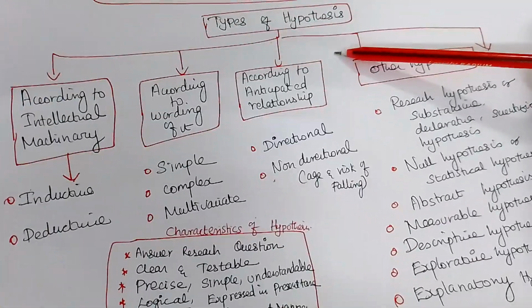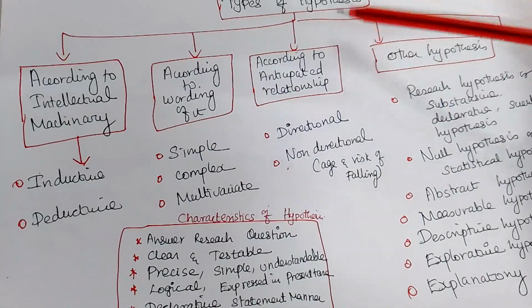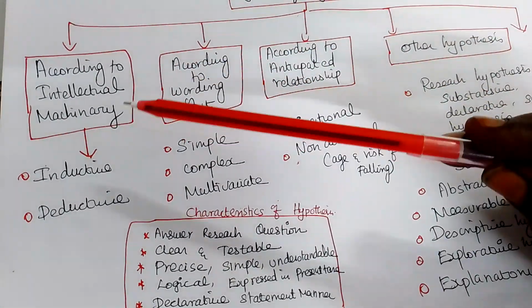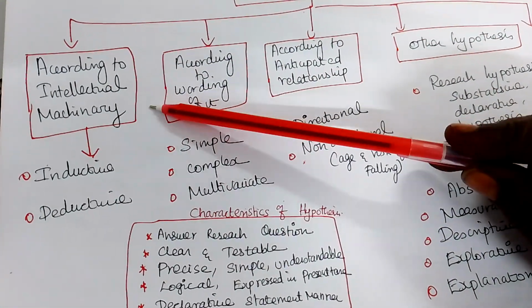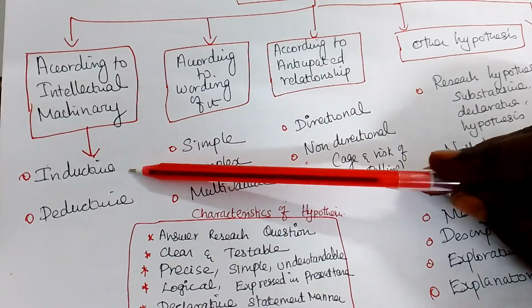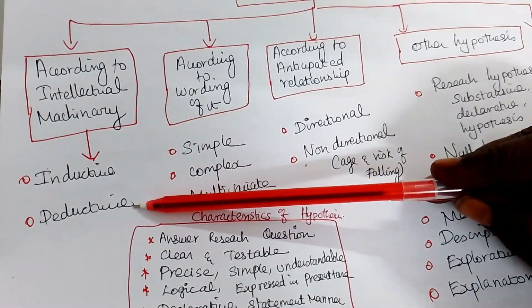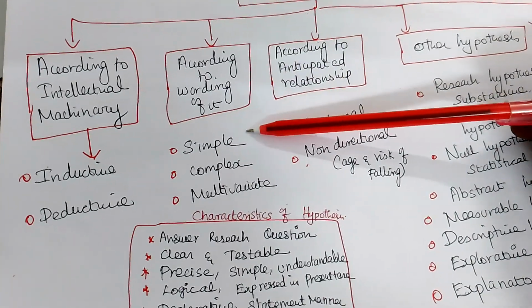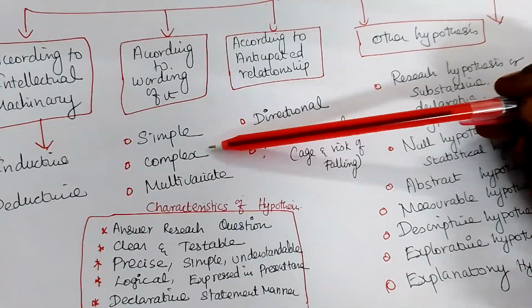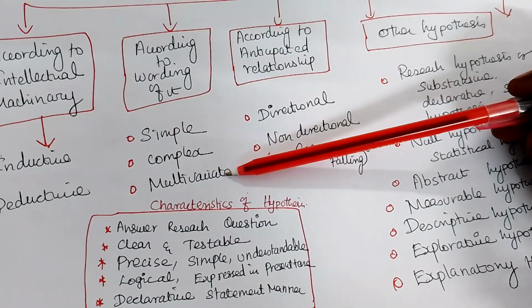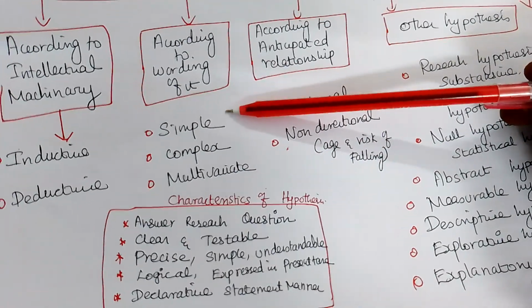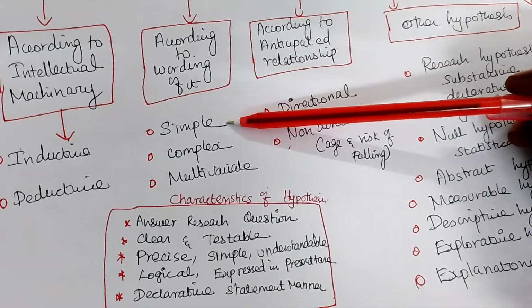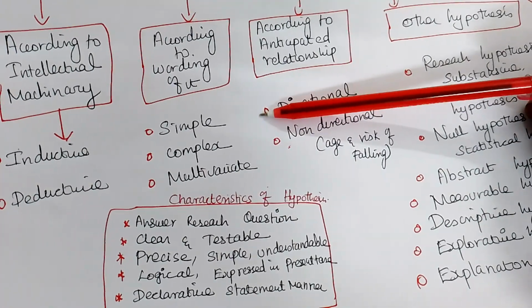What are the types of hypothesis? The types of hypothesis are divided, according to the intellectual machinery, into the inductive hypothesis and the deductive hypothesis. According to the wording, there is the simple hypothesis, complex hypothesis, and multivariate hypothesis. Simple hypothesis, for example, I can say smoking causes lung cancer.